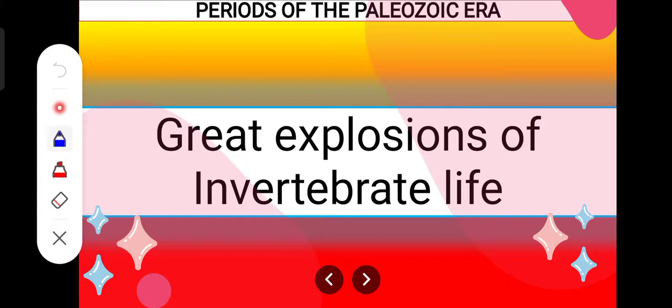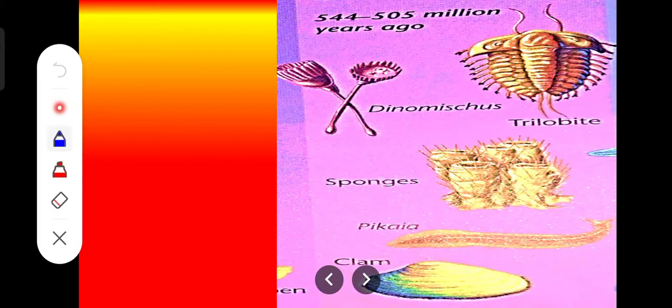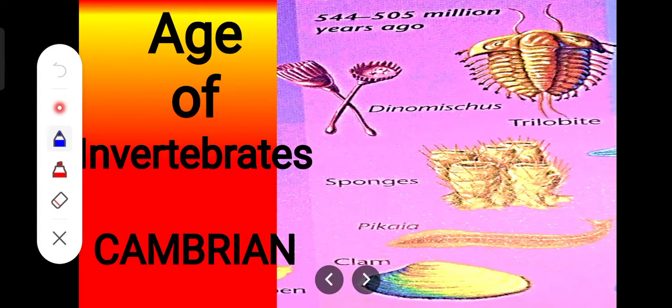Okay, so let's have the periods of the Paleozoic era. First, we have the Cambrian. So, great explosions of invertebrate life occur in the seas. What are invertebrates? Animals without backbones. Okay, so we have here samples of marine shelled invertebrates. So the Cambrian is considered the age of invertebrates, because under the Cambrian period, we have the explosion of invertebrate life. That is why it is considered the age of invertebrates.